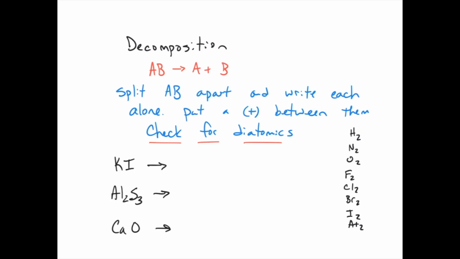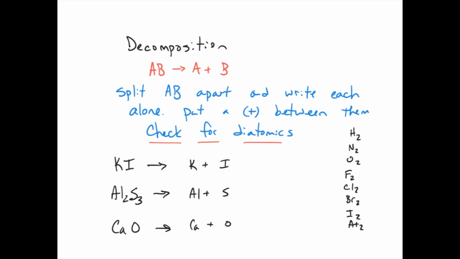Some examples of decomposition reactions that I've listed are KI, Al2S3, and CaO. So I'm going to take each of them and separate them singularly and put a plus sign between them. So I'm going to put K with I, aluminum with sulfur, and calcium with oxygen. Notice I took each and I split them apart and wrote a plus sign between them. And then I go back and check for diatomics. Now I'll tell you this.